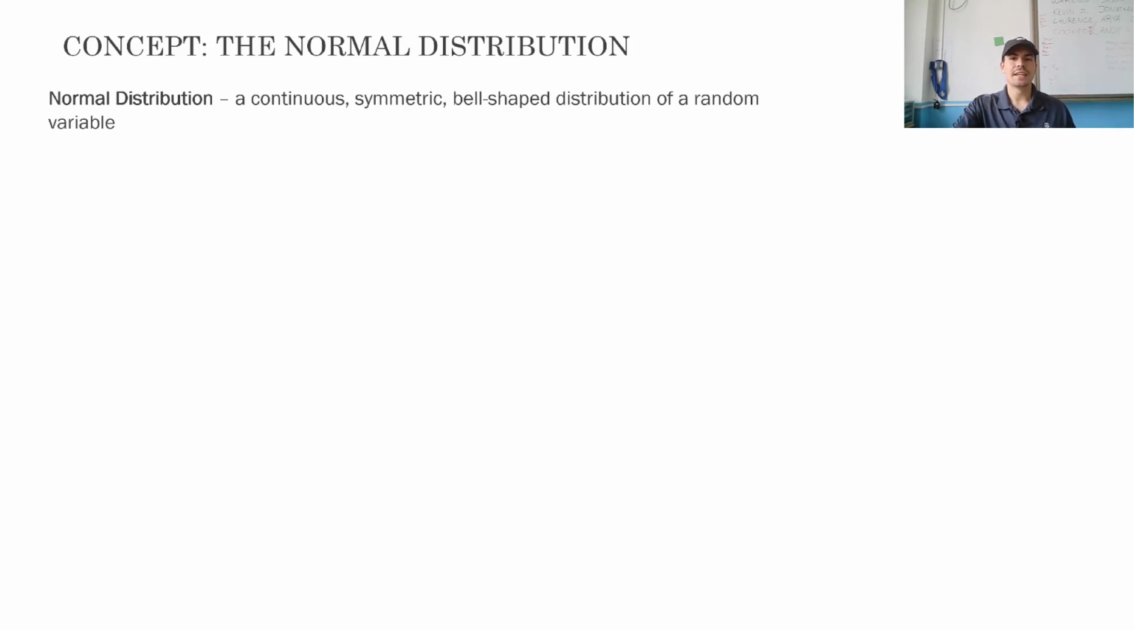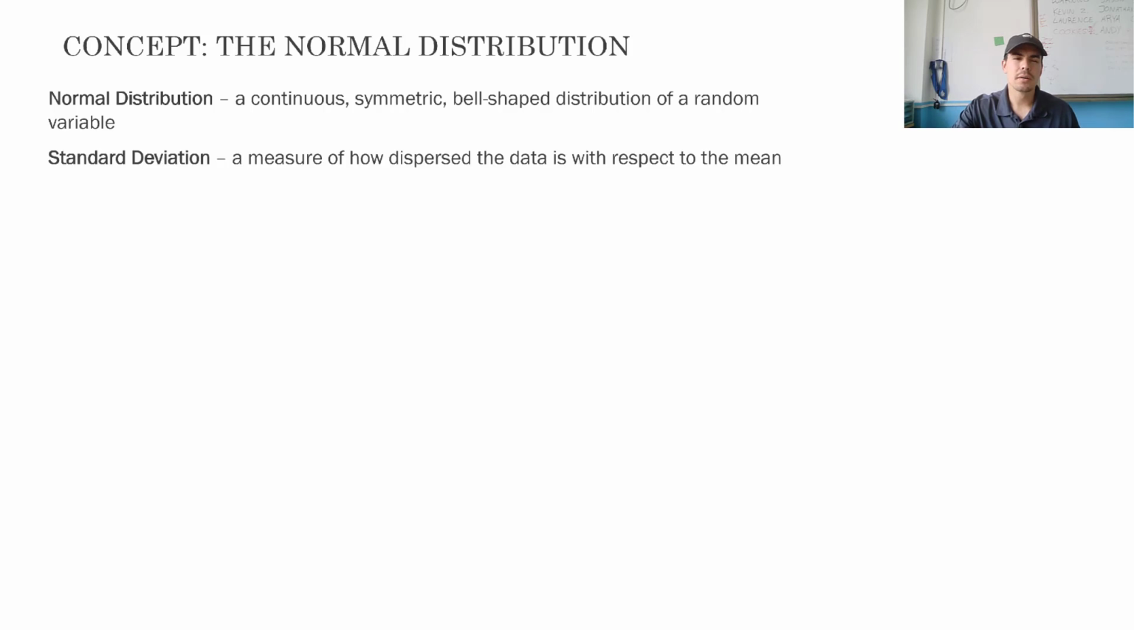Now, we're going to be talking about standard deviation quite a bit today, so just a little reminder of what that is. That's a measure that tells us how dispersed or how spread out the data is with respect to the mean. So is the data all over the place with respect to the mean, or is it really condensed with respect to the mean and it doesn't really deviate a whole lot? So that's really what our standard deviation tells us.